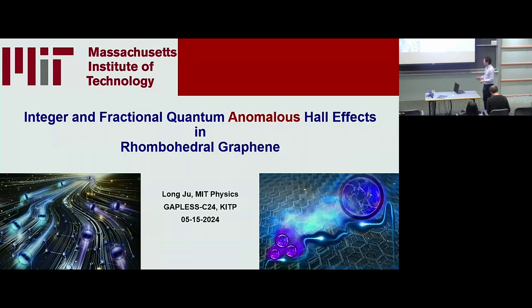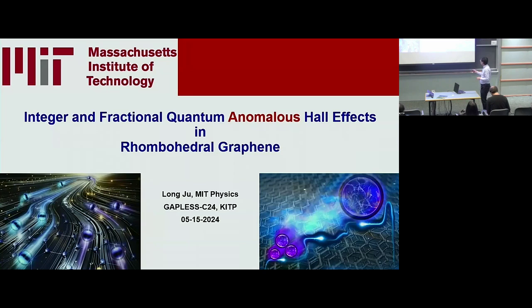Okay, so I'm going to talk about the experimental aspect, and I hope I can entertain you from the experimental point of view: why did we even start to look at something like 5-layer graphene by skipping the 1, 2, 3, 4, okay? So I'm going to talk about the integer and the fractional quantum anomalous Hall effect in rhombohedral graphene. Anomalous means zero magnetic field.